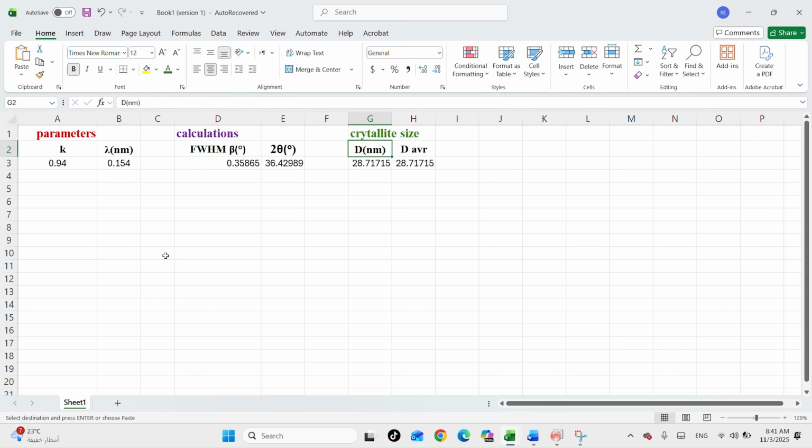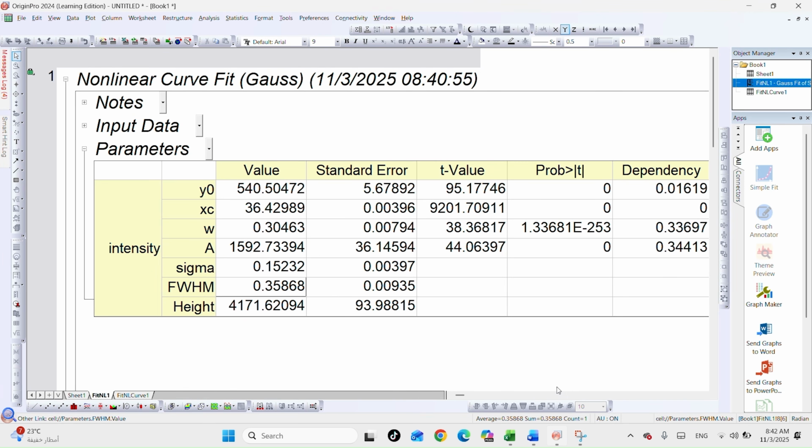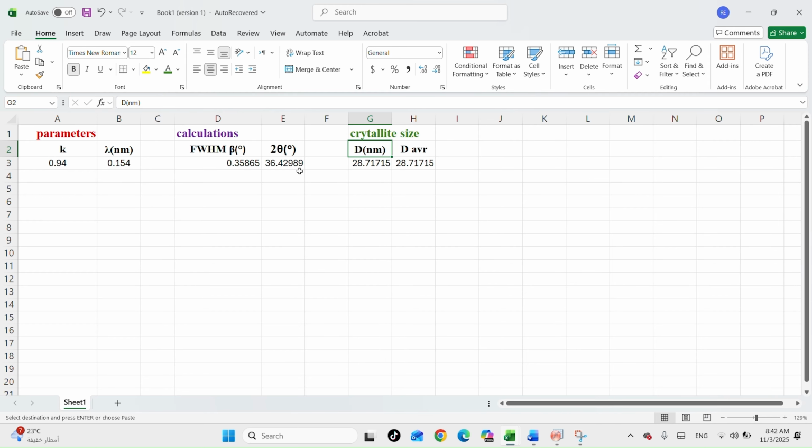Here is the Excel sheet that we used. I prepared it. We have two constant parameters, K, which is its value, and lambda. We converted it to nanometers because our crystallite size will be in nanometers. Then the full width at half maximum that we determined from our data here, and our 2 theta.